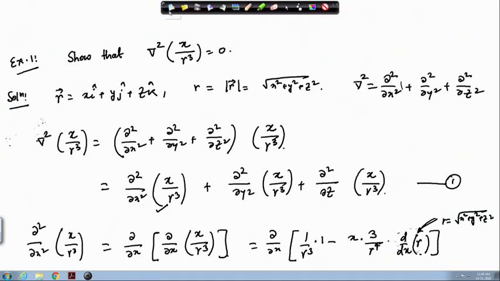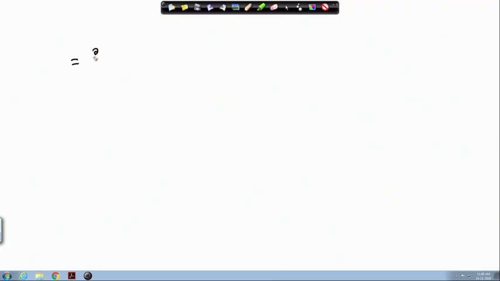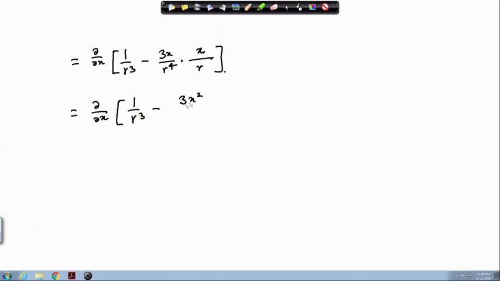So, this whole thing will turn, very nicely, into ∂/∂x of 1 by r cube minus 3x by r to the power 4, and then the 2 will get cancelled, and then we will have x by square root of x square plus y square plus z square, which is again our r. So, I wrote r. It is very simple to see, and it is also very simple to calculate. I am sure you can do that. So, we have ∂/∂x of 1 by r cube minus 3x square by r to the power 5, all right. Now, we again differentiate this expression with respect to x.